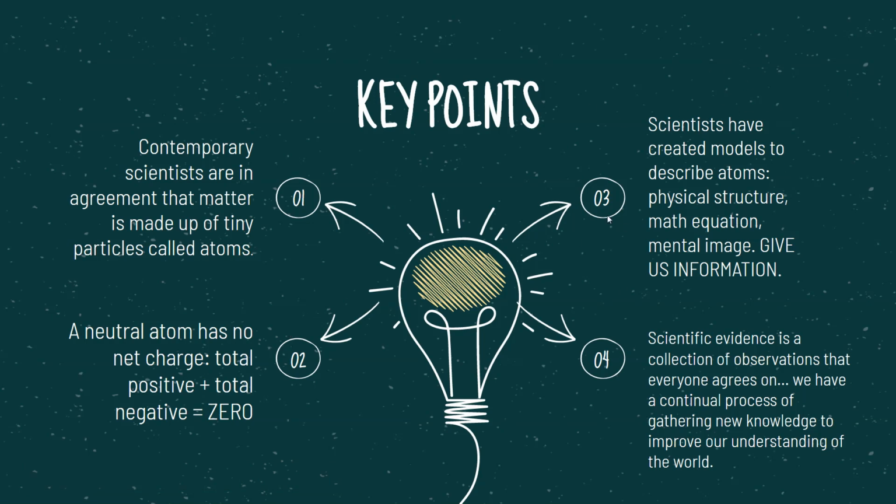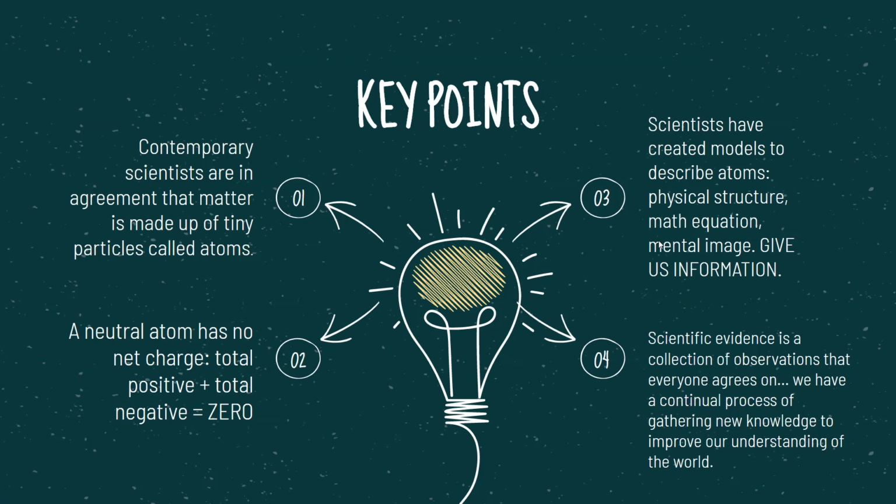Key point number 4 here. Scientists have created models to describe atoms. Models are usually simplified imitations of something that you want to explain, or we need to understand, or we need to study. Some examples: a model airplane is a small representation of a large aircraft. A model can be a plan, it can be a physical structure, it can be a drawing, it can be a mathematical equation, it could be a mental image. Chemists create models to explain how matter is constructed and how it behaves.